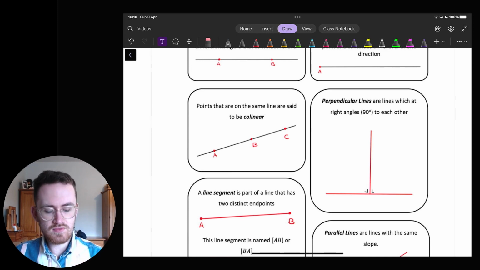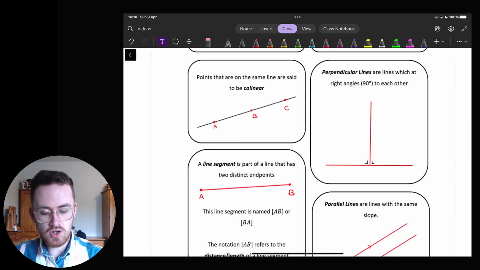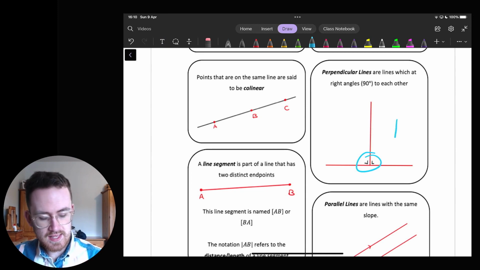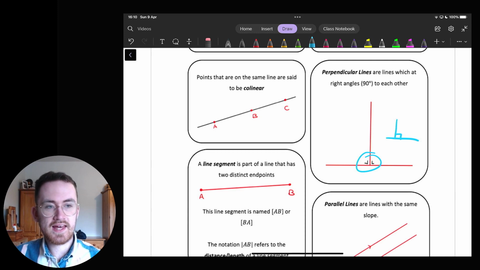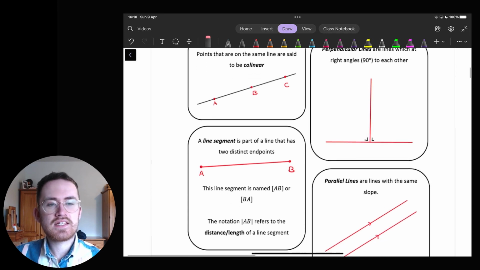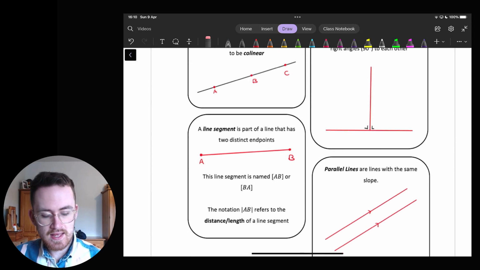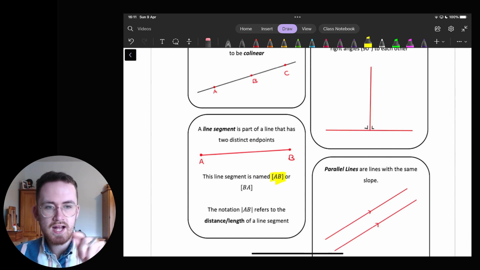Perpendicular lines meet at a right angle, and we should know the symbol for a right angle. That little backwards L, or sometimes we see it put in like that as well, meaning right angle. So either or. A line segment then is part of a line that has two endpoints, and we would write our line segment like below, [AB] with the two square brackets, or [BA]. The square brackets show where the line stops.